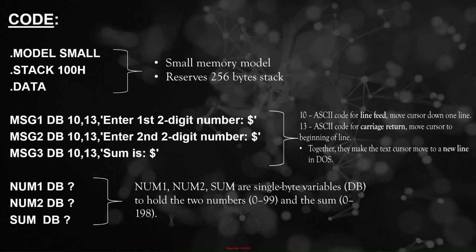I reserve 1 byte each for num1, num2, and sum. Those are uninitialized. Num1 and num2 will hold the packed BCD bytes for the two input numbers. Sum is declared, but in this program, I don't actually write to it. The final result stays in registers while printing.